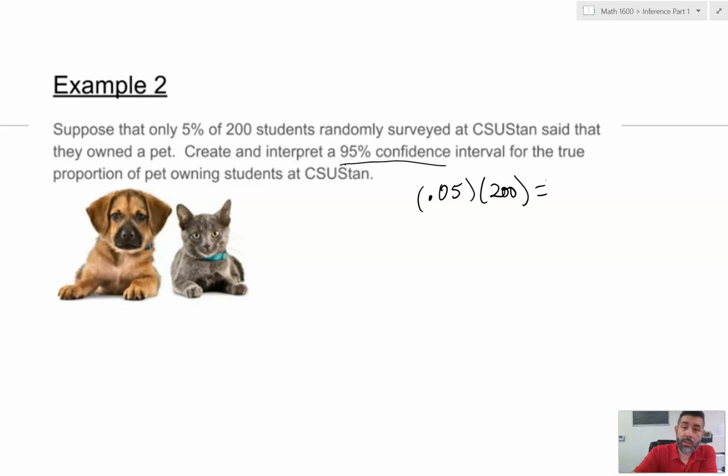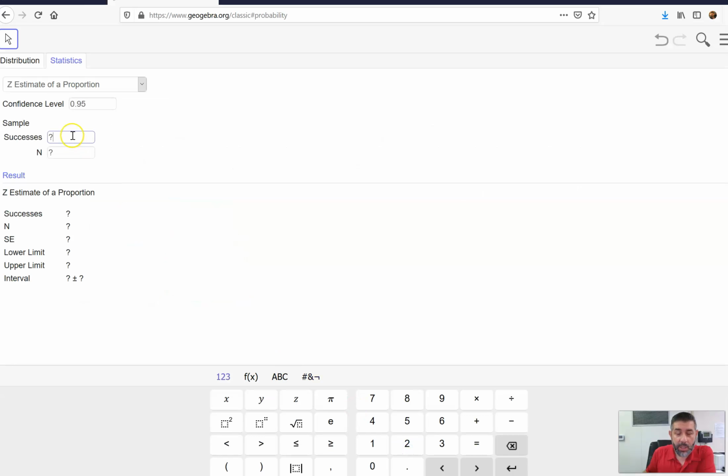Because that is what GeoGebra wants. So that's 10. So I'm gonna say there's 10 successes. So I'm gonna go back to GeoGebra and put 10 in here. And my N is the sample size. My sample size was 200, and bam!